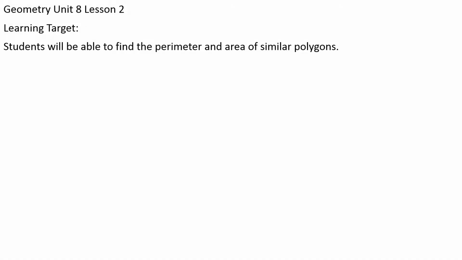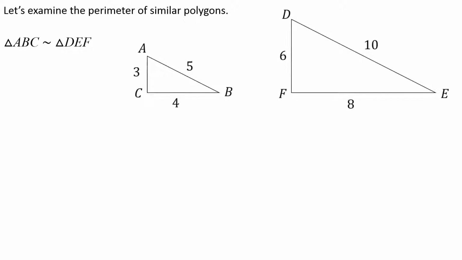Hey, it's similar polygon time, and we're going to be looking at, oh my goodness, the perimeter and area of similar polygons. That sounds pretty fascinating. So let's take a look at the perimeter. We've got a couple of really nice triangles here in their native habitat. The claim is that they are similar.